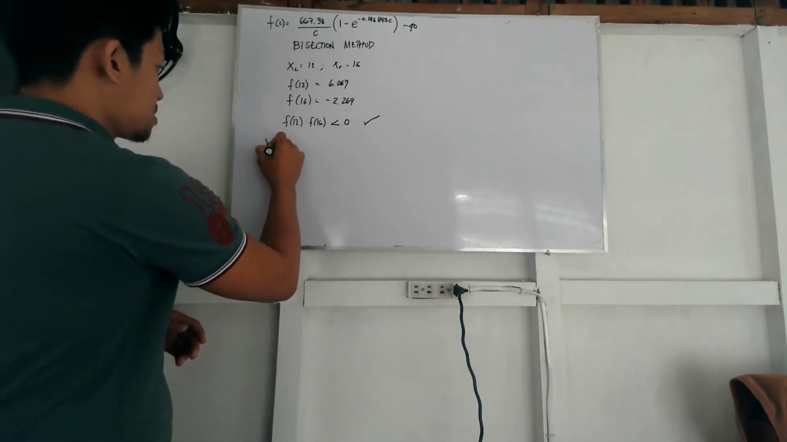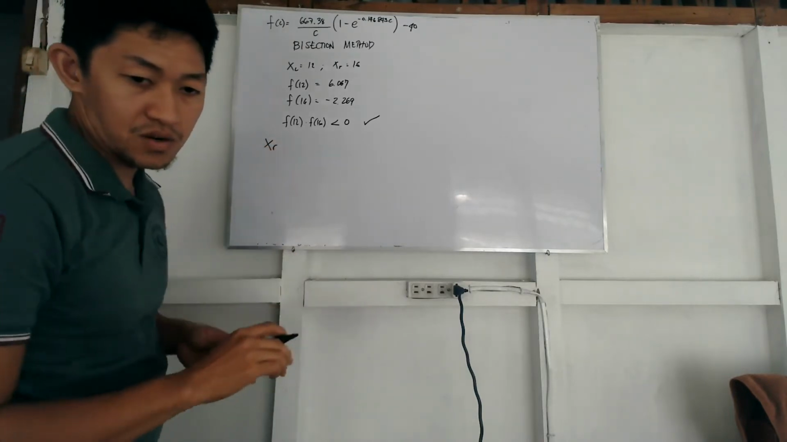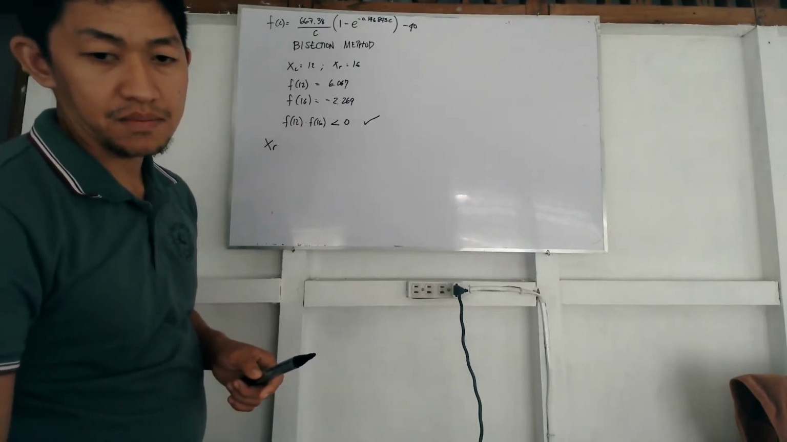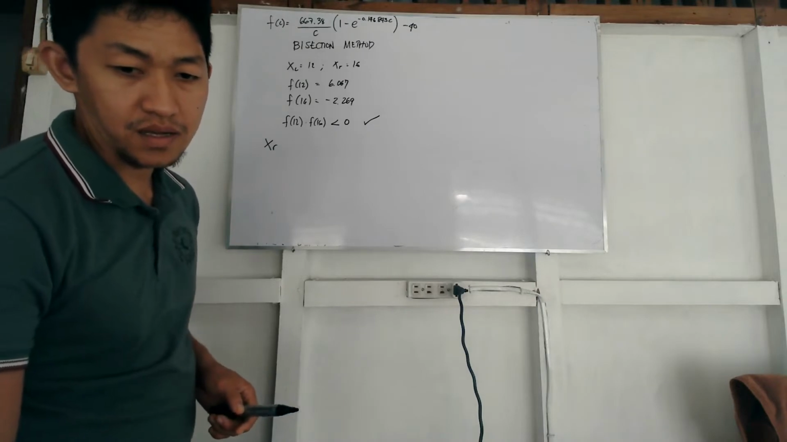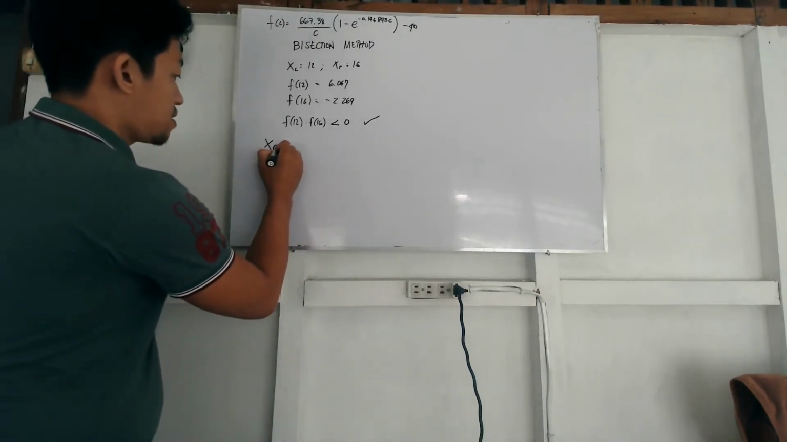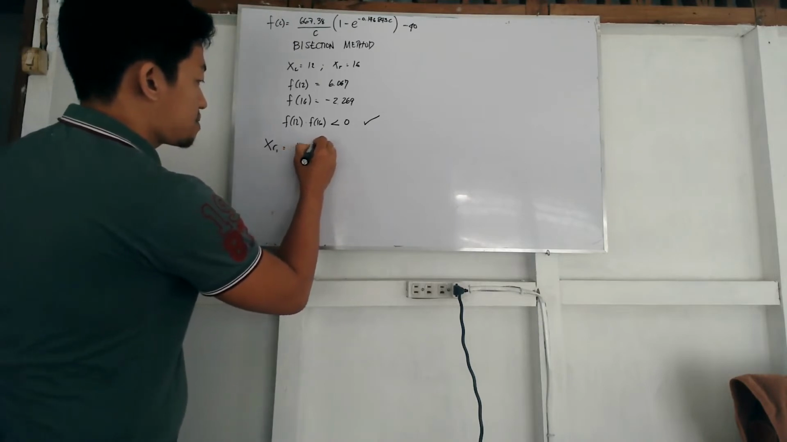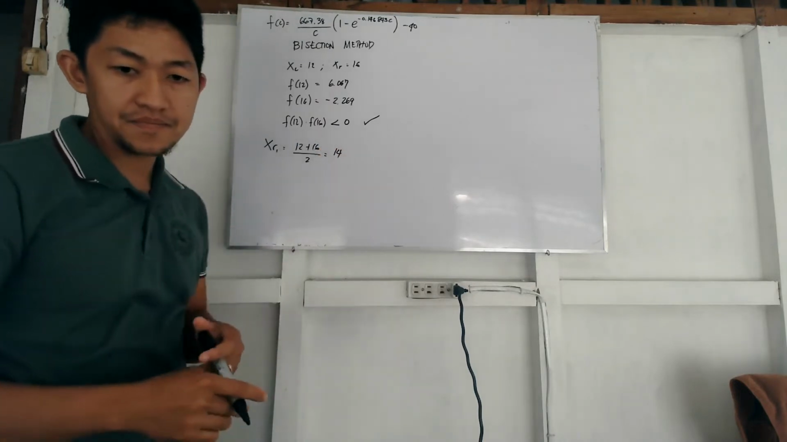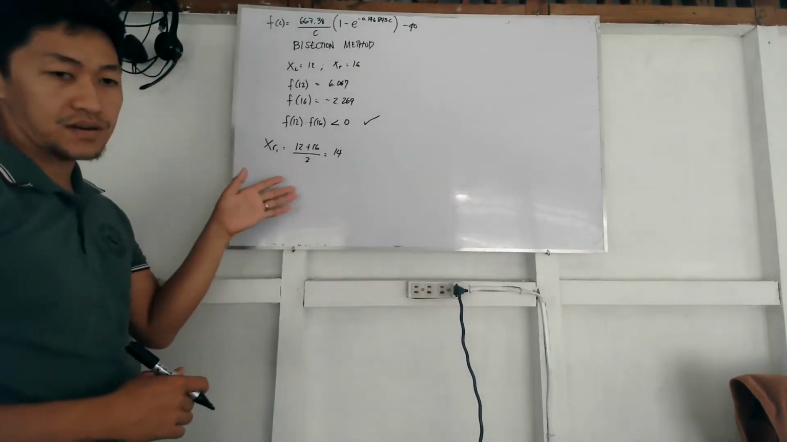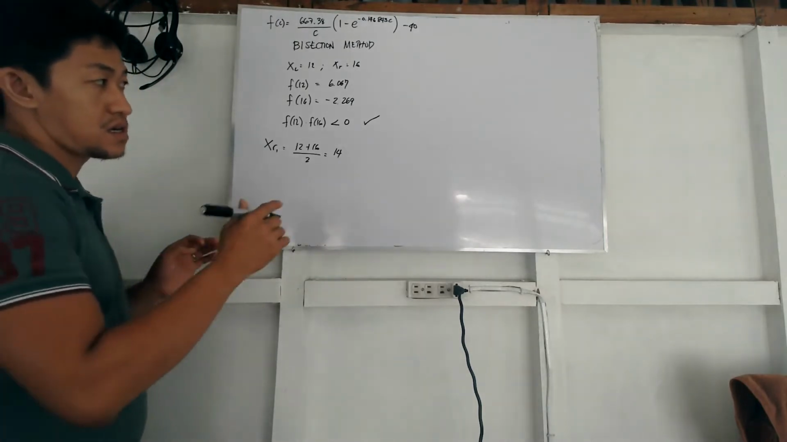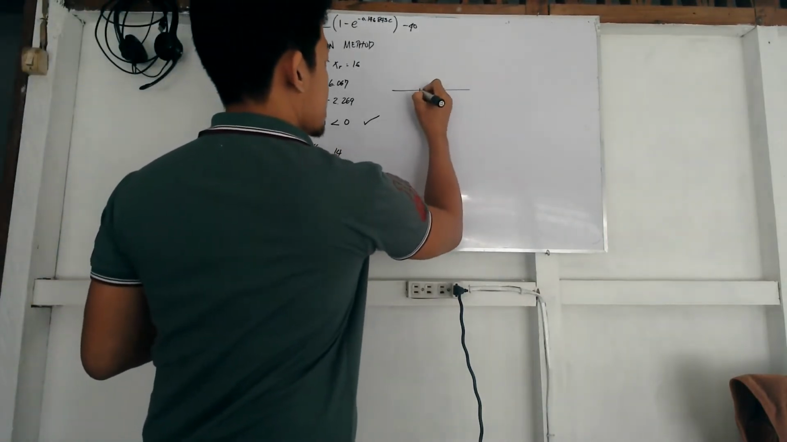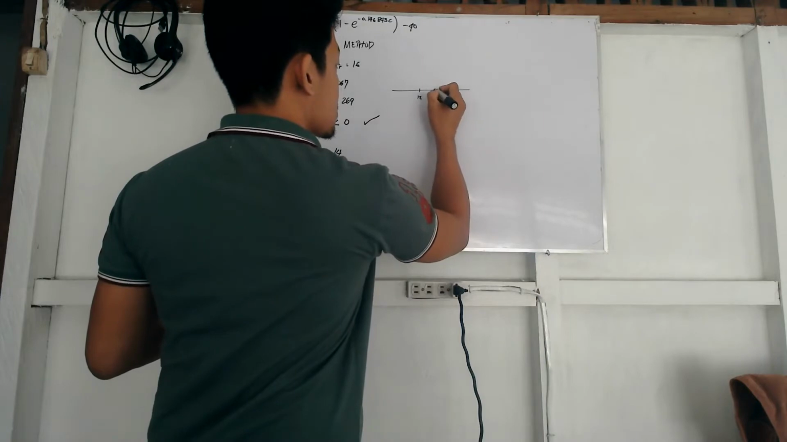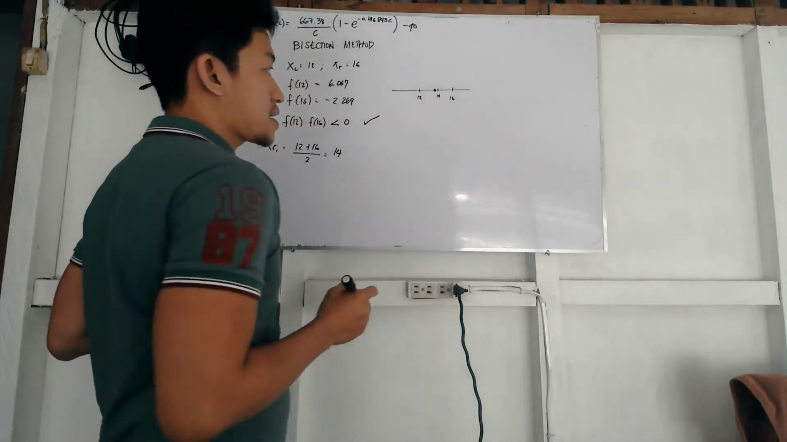So xr, let's call it xr1, will now be, what is the value of xr1? xr1 will be 12 plus 16 over 2, or 14. So this is now your first location for your root. You have 12, then 16, then somewhere here is your root.